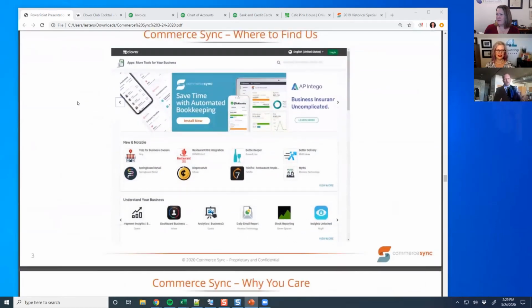It's very easy to find us. If you go to clover.com/appmarket, we are among the blessed few who are in the slider at the top. And so it's been a long journey in terms of earning the trust of the entire ecosystem, merchants, Clover sales reps, and accountants, bookkeepers alike, which is part of why we're very happy to be talking with you all today.